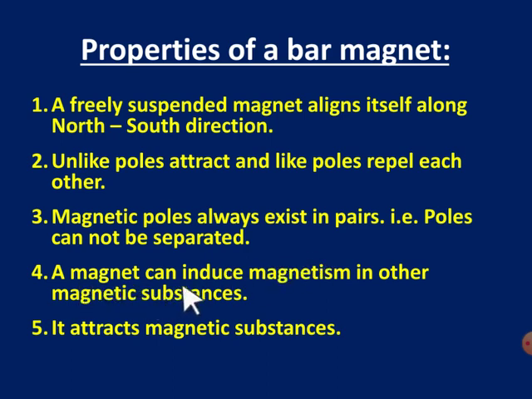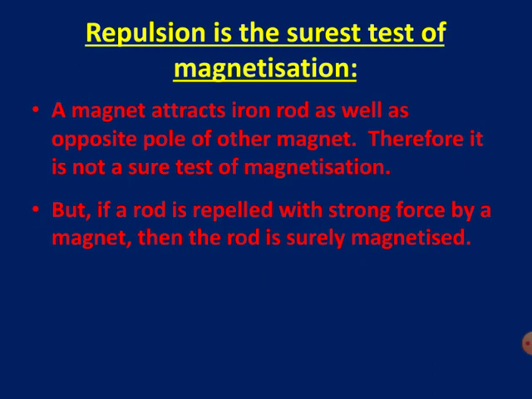A magnet can induce magnetism in other magnetic substances when brought near to it. A magnet attracts magnetic substances like ferromagnetic substances such as iron. Repulsion is a sure test for a magnet.